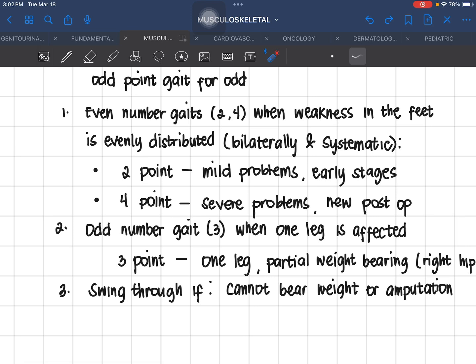And kasi nga even number sila, so 2 and 4. Dito yung mga problema is evenly distributed, so systemic and then bilateral. Parehong may tama. So sa 2-point gait, dito yung mga mild problems. And then early stages pa lang. Sa 4-point gait, dito yung mga severe na yung problems. And then new post-op.